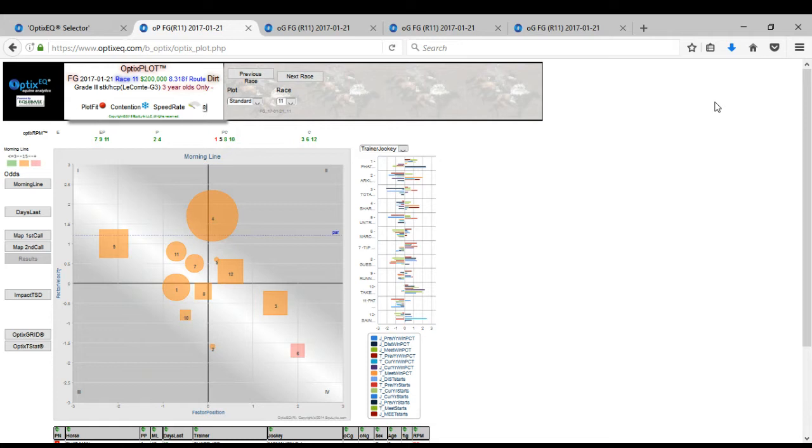Very excited about this race, the Grade 3 LeComte. I hope I'm saying that right. We'll go with the 11th race at Fairgrounds on Saturday. This is a 3-year-old stake race. All these horses are earning points towards the Kentucky Derby.